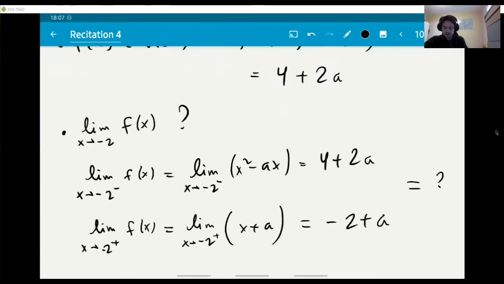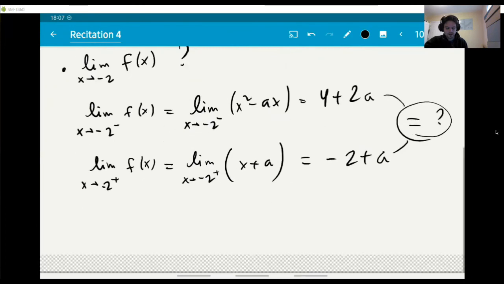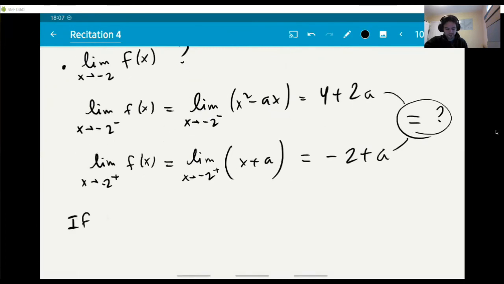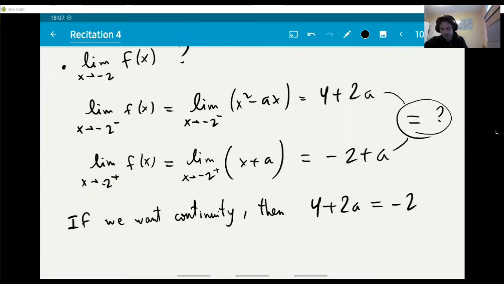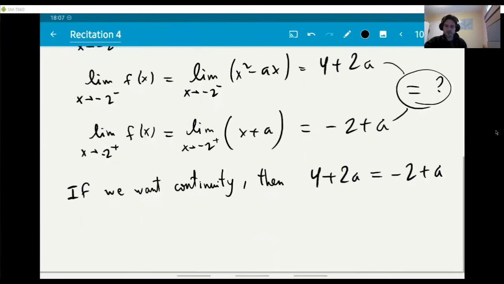Are they equal? Well, we don't know. We don't know what a is. In fact, the problem is asking us to find the a for which the function is continuous. We want them to be equal so that the limit exists. So we can write something like, if we want continuity, then these two must be equal. Otherwise, the limit will not exist, so the function will not be continuous at that point. Now, this is an equation for a. That's very easy to solve, by the way. a equals -6.